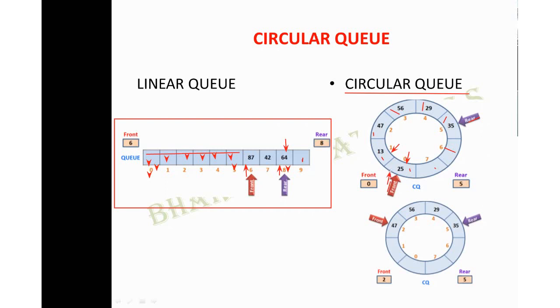Initially your front is in the zeroth position, and then gradually it will move on to 1, and then slowly it will move on until it reaches the rear. Yes or no? Until it reaches the rear, it will move on. Okay. So after this, what happens?